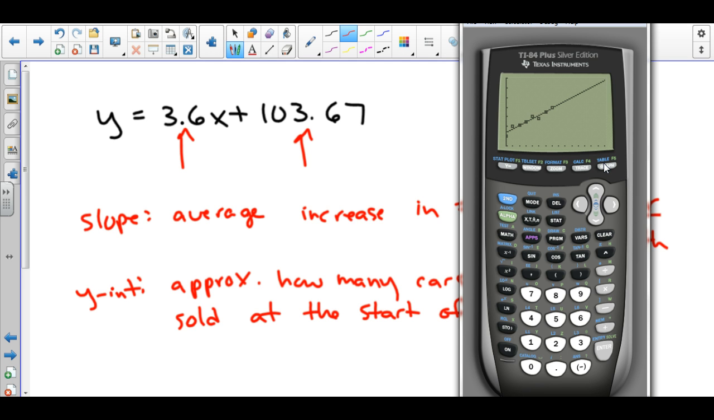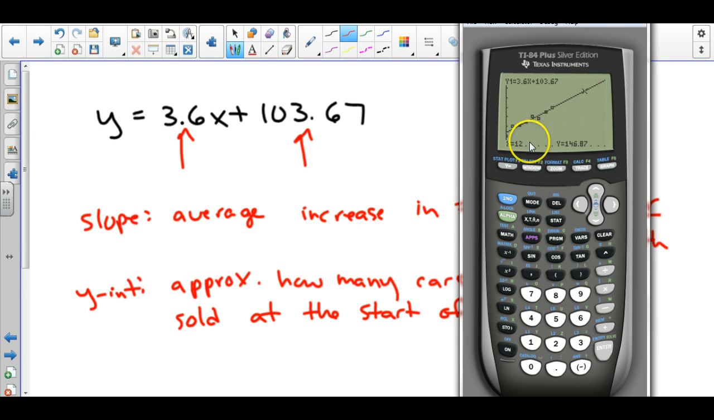Now let's make a prediction. I went up through November of whatever that year was. Let's say I wanted to predict April of the following year. So if November was my 7th month, that means December is my 8th month, January is the 9th, February is the 10th, March is the 11th, and April is the 12th month. So I'm going to go second, trace, I'm going to hit enter, and I'm going to put in 12 for my month. And there's your prediction all the way up here.